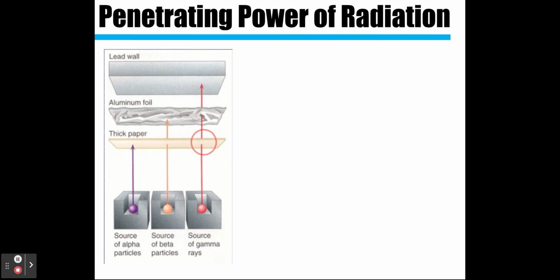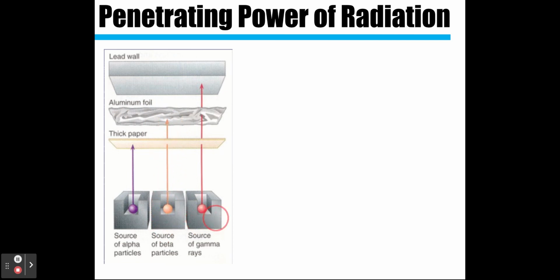So a piece of paper is not really going to block a beta particle. So what you'll need is some aluminum foil. Maybe a millimeter or so of aluminum foil will block your beta particle.